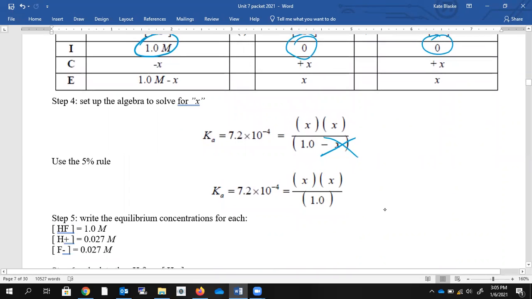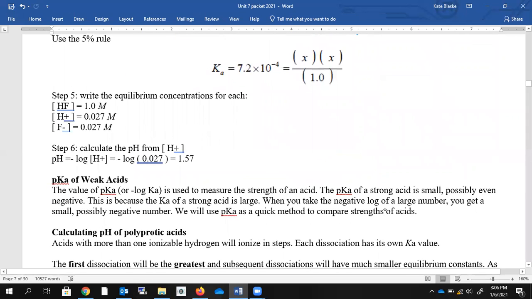And this format is going to be true for pretty much any weak acid equilibrium that you're going to figure out. So my concentration of HF, because we use the 5% rule, is just going to stay 1 molar. Multiply up both sides by 1, take the square root to find X. X is both the concentration of H plus and F minus. It is the same concentration.